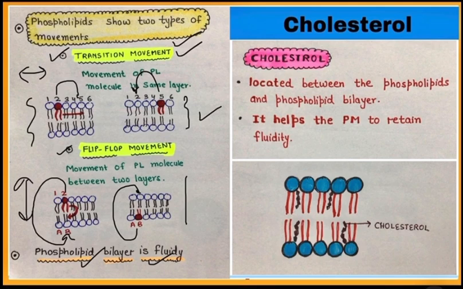Next lipid component of the membrane is cholesterol. It is located between the phospholipids in the phospholipid bilayer. See the location in the diagram. These brown color structures are cholesterol present between the phospholipid layers. The cholesterol helps the plasma membrane to retain its fluidity.